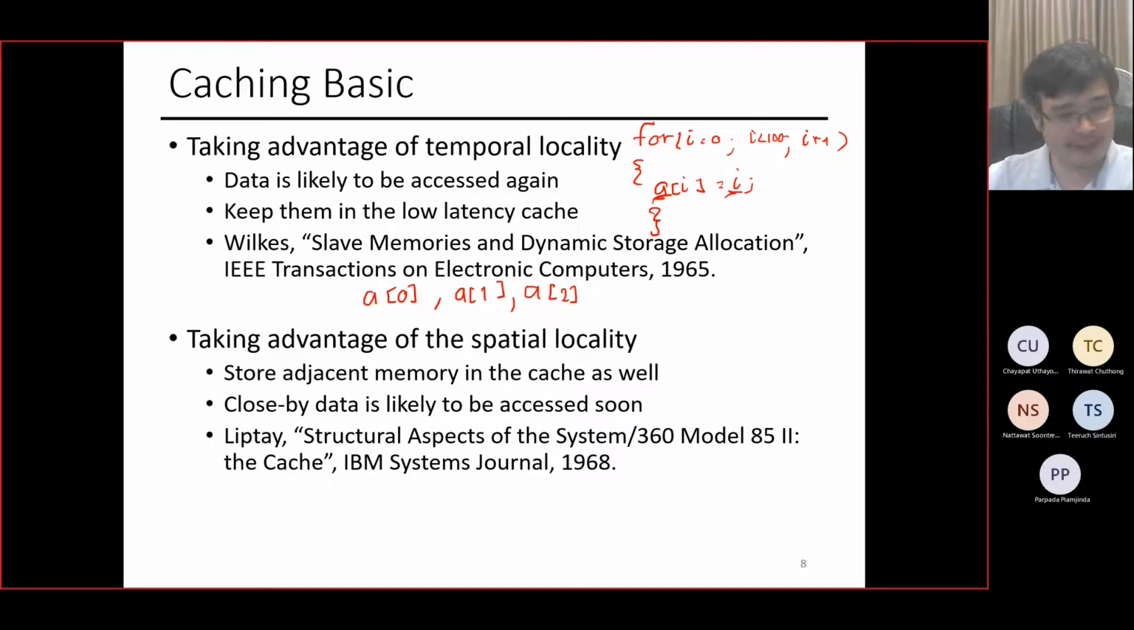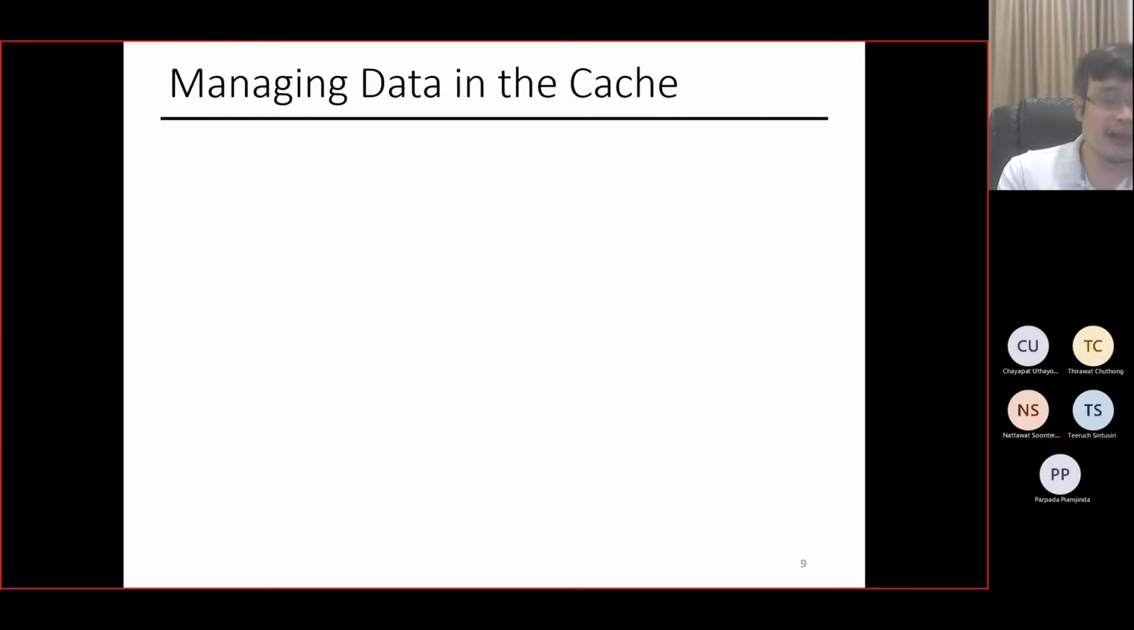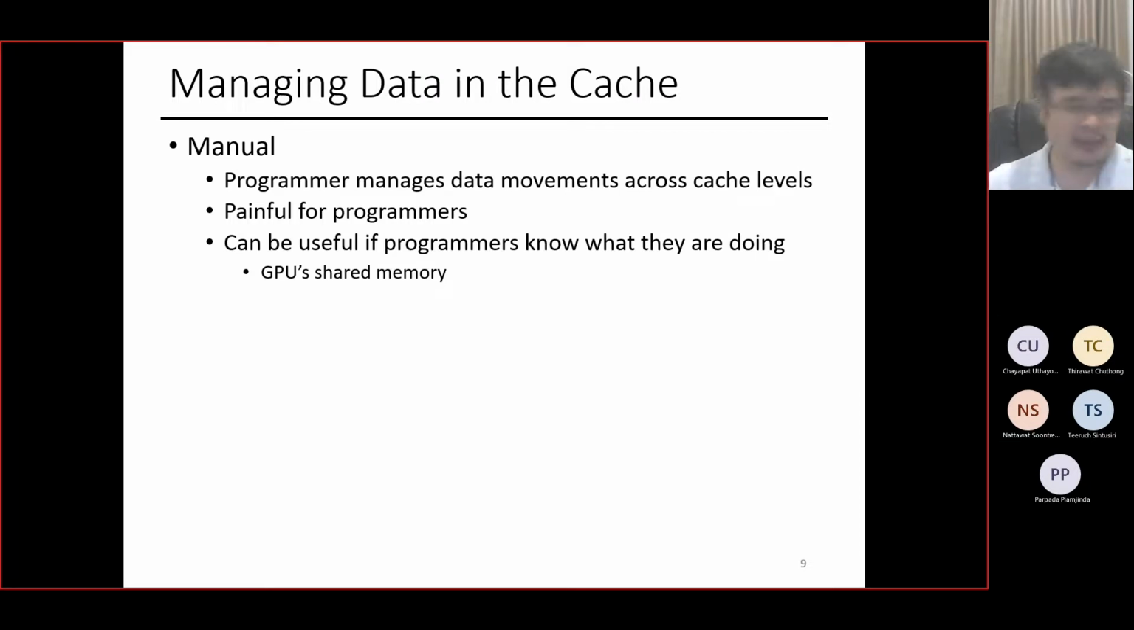If you access something, there's a high chance that you are going to access the thing next to it. Close-by data is likely to be accessed soon in the future as well, because that's how we program, that's how we think. So many of the things we do in hardware reflect how you program. This is a really common thing you do in your program. So caching is designed to take advantage of both of these things and use them to manage the data in the cache.